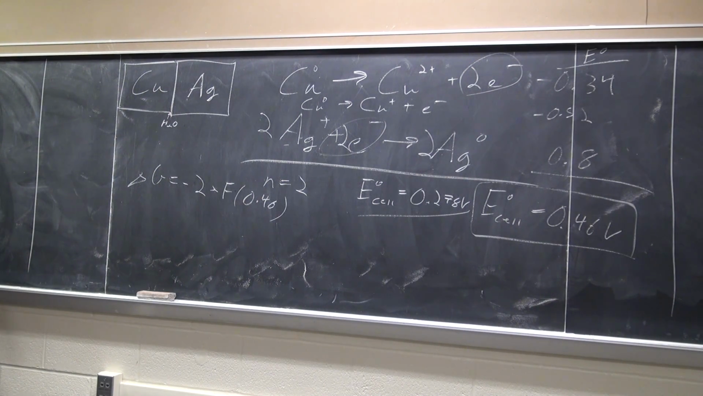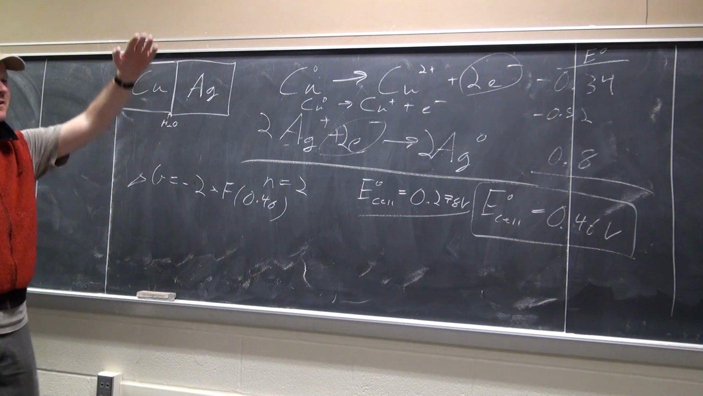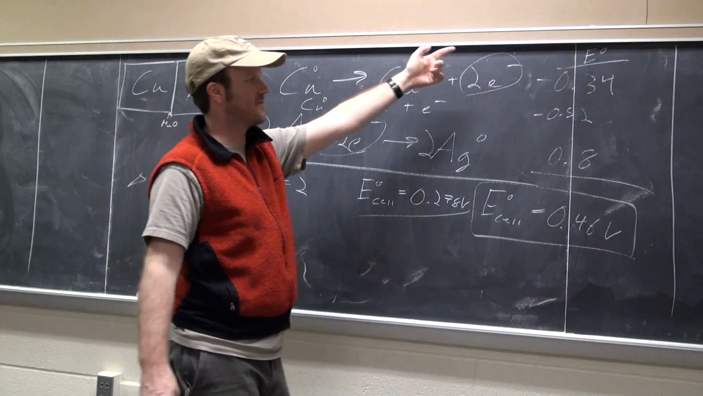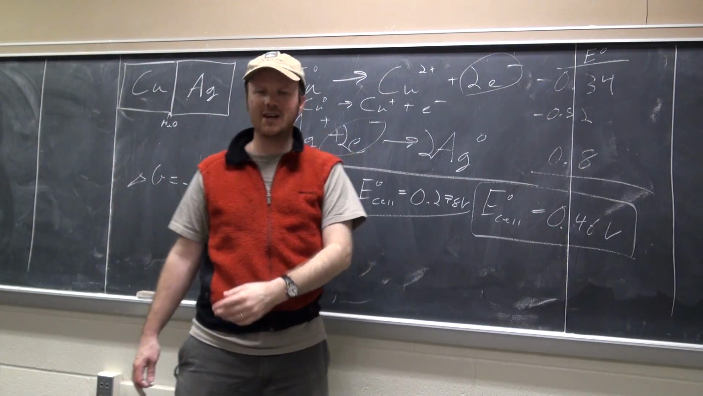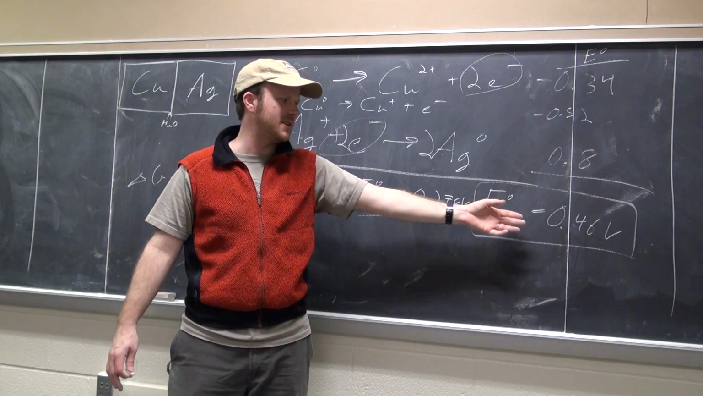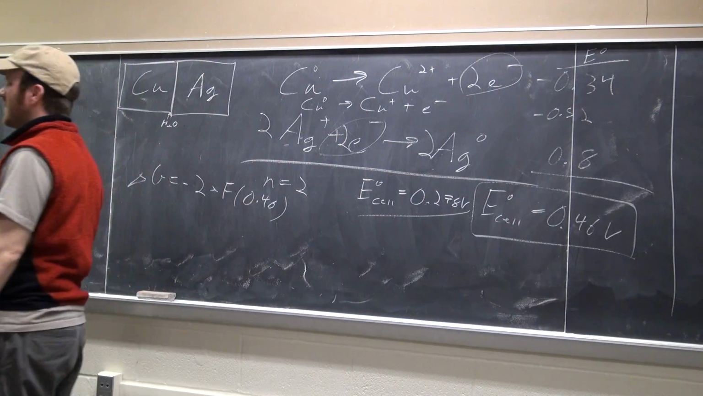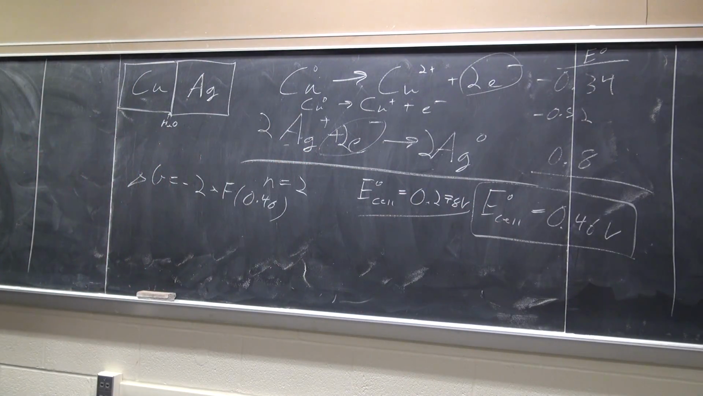But that's good. That's a good way to tie together what that chart means and what these reduction potentials actually mean. And it's nice to try it both ways, because then you know when you have a negative E0 cell, that's thermodynamically unfavorable, and so you need to figure out what that means in the context of the problem.